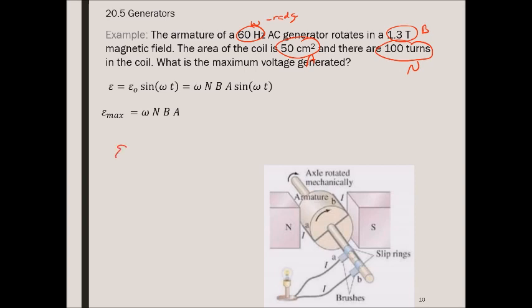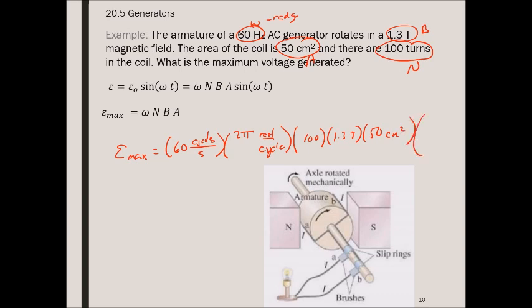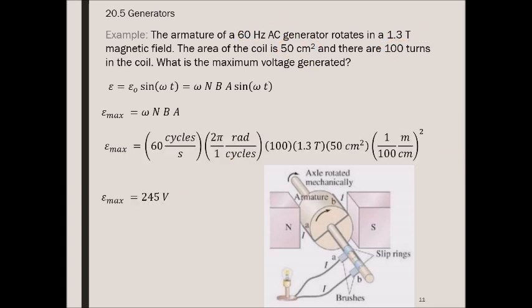Okay, hopefully you figured it out. E max is equal to ωNBA again. We have 16 cycles per second, and we need to convert that to radians per second. Remember there's 2π radians per cycle. Then N is 100, B is 1.3 Teslas, A is 50 centimeters squared, but remember we have to convert that to meters squared, so 1 over 100 squared, meters squared per centimeters squared. That should give us an answer of 245 volts. So there we go.